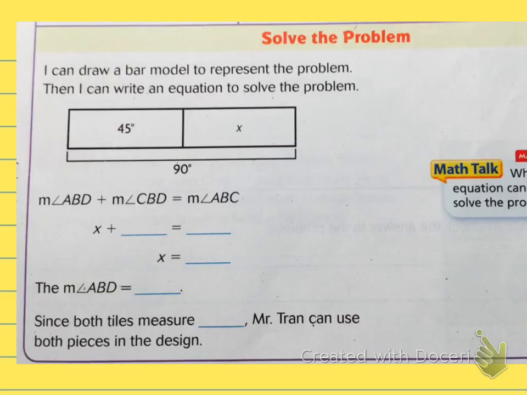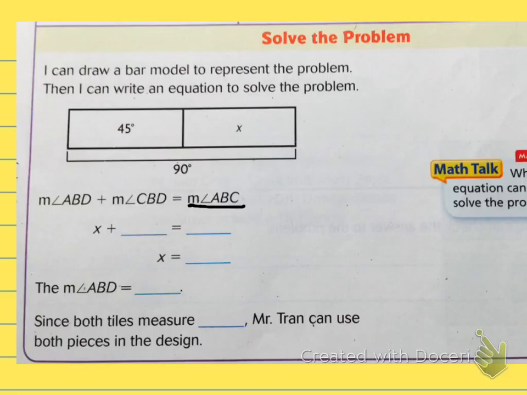All right, boys and girls, I'm going to draw a bar model to represent the problem. Then I can write an equation to solve the problem. Well, here's what I know for sure. I know that the angle ABC equals 90 degrees. So the measurement of angle ABC has to equal 90 degrees. That's my large angle here. And I only know the measurement of one of those angles. That's angle DBC, or CBD.